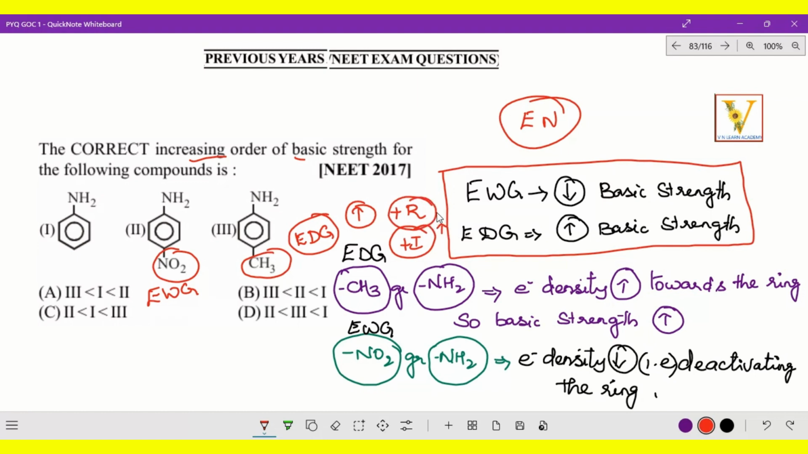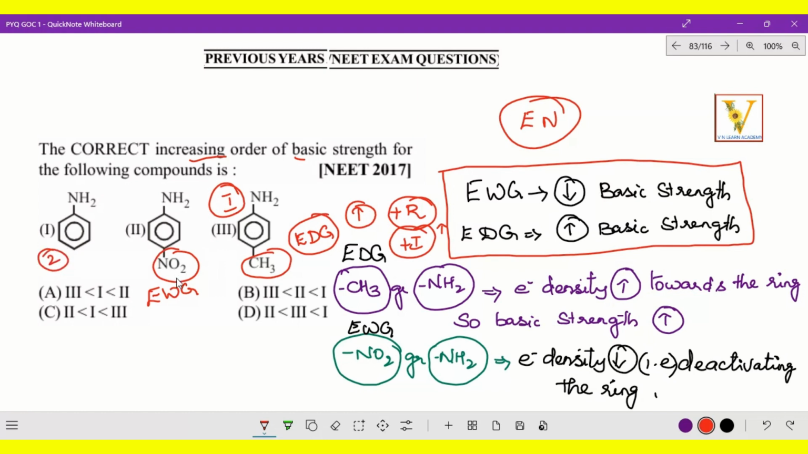Generally we bring it in that way. Now which is the order? How do we identify the order? So CH3, an electron donating group, is available, so naturally this will be the first one, and the second one is aniline. So aniline we can give as the second one.